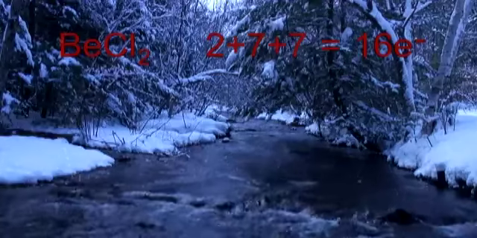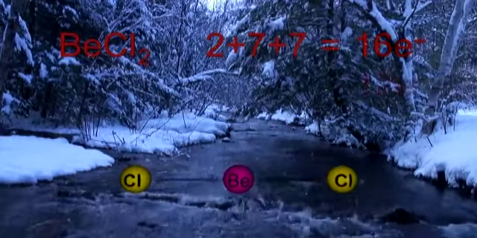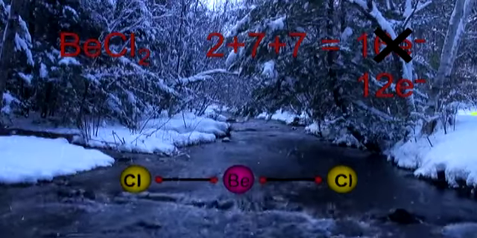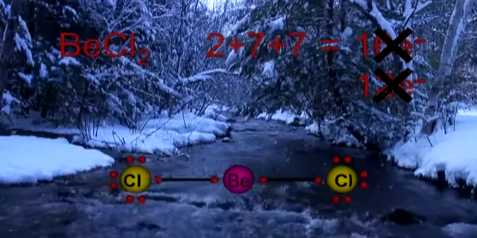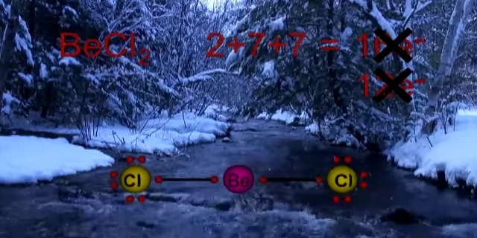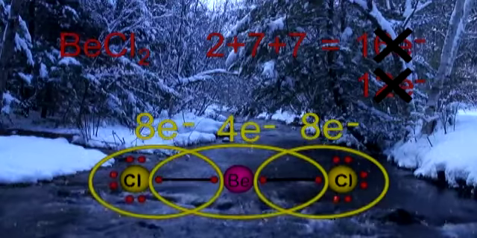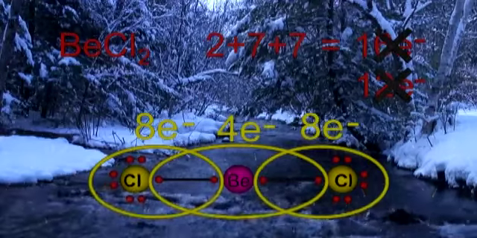Beryllium has 2 valence electrons, and each halogen has 7. 4 electrons are used to make the 2 bonds. Thus, the remaining 12 electrons are distributed over the 2 chlorine atoms. However, the central atom now only has access to 4 electrons and does not adhere to the octet rule. Therefore, beryllium is an exception to the octet rule.